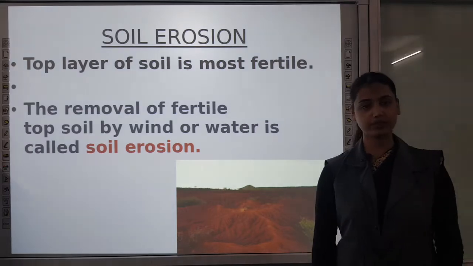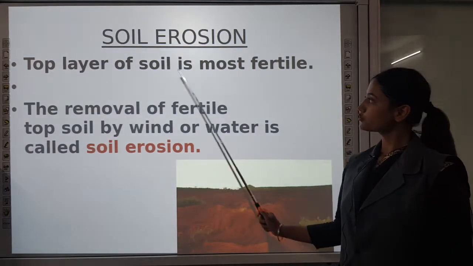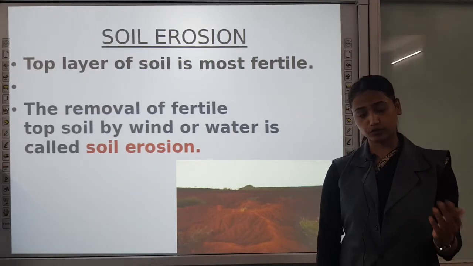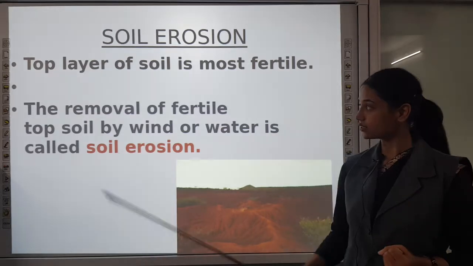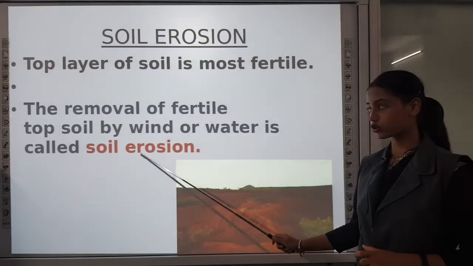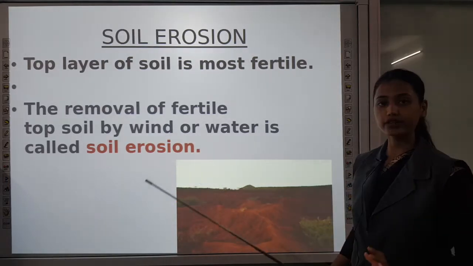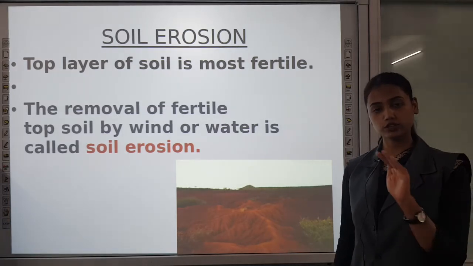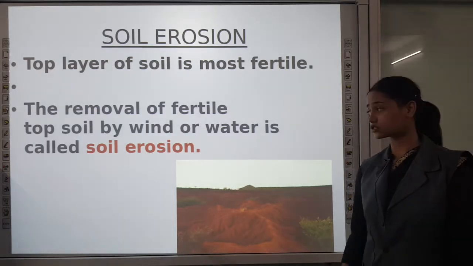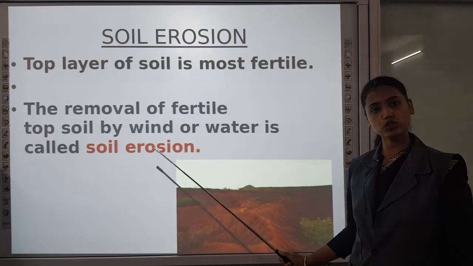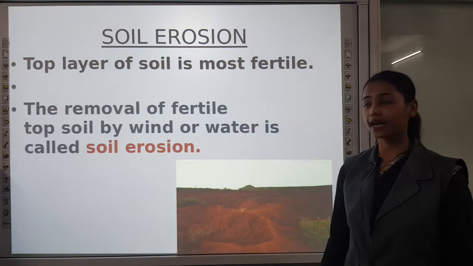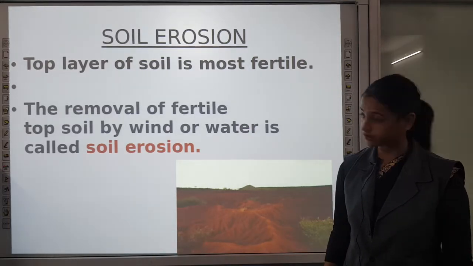Now soil erosion, a very basic topic. Top layer of soil is most fertile. We know that the topsoil or A horizon is very fertile. Why? Because of the presence of humus. So the removal of fertile topsoil by wind or water is called soil erosion. Soil erosion means removal of the top fertile soil by the action of wind or water. So is soil erosion good for us or bad for us? Obviously it is bad, because plants grow in the fertile soil and it is reducing the fertility of soil.